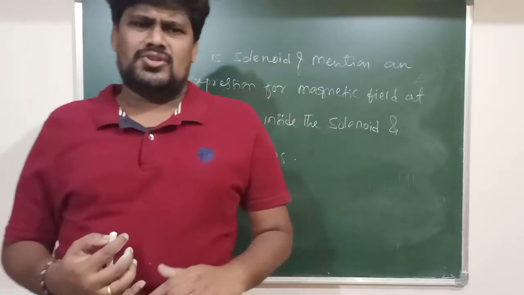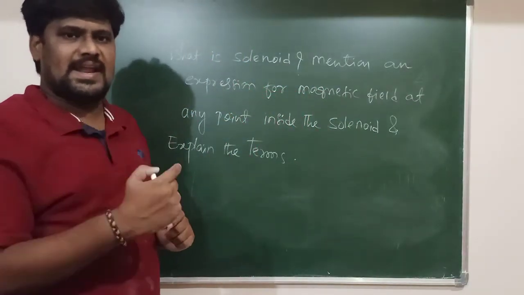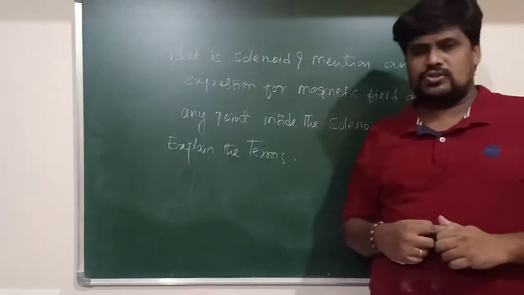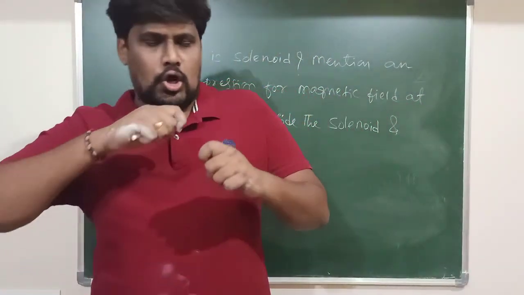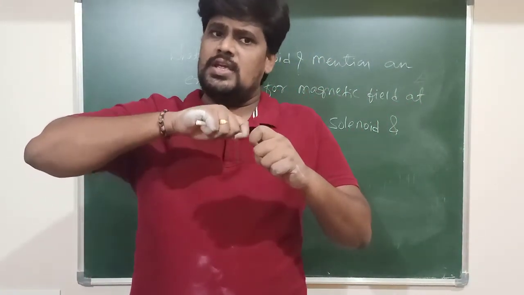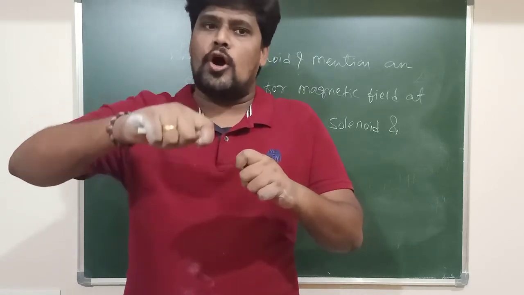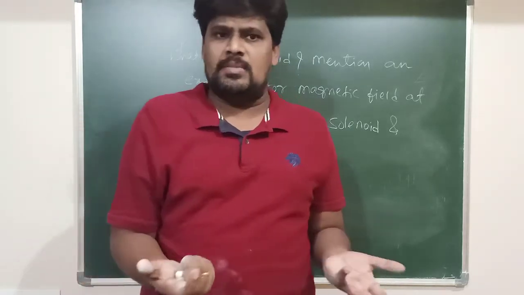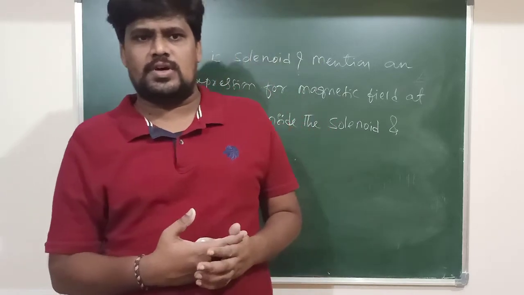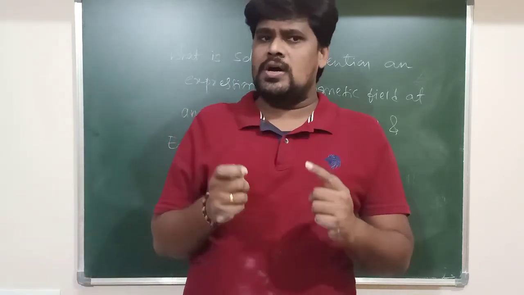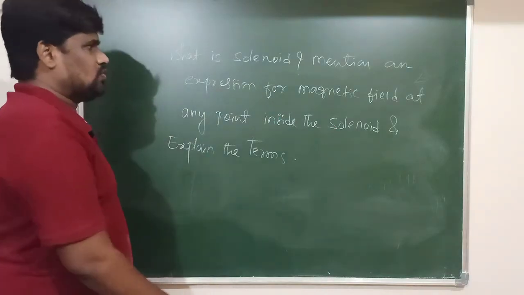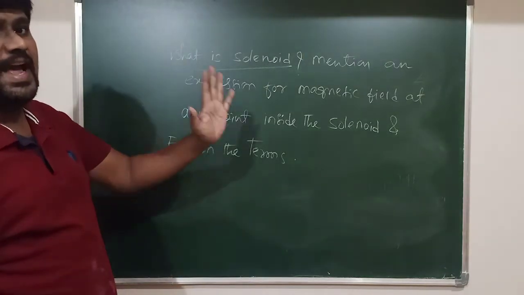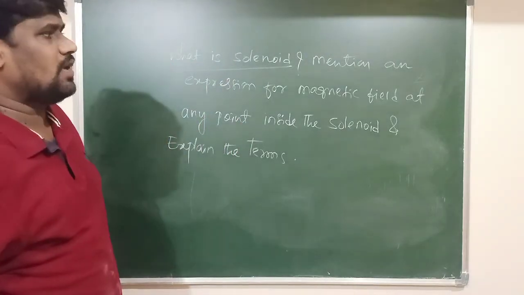What is a solenoid? A solenoid is a long cylindrical coil. That long cylindrical coil, we will call it a solenoid here. The copper wire is continuously wound to form a cylinder. If you consider, it's similar to a spring. The solenoid structure is similar to a spring. Any long cylindrical coil which carries current, we will call it a solenoid.